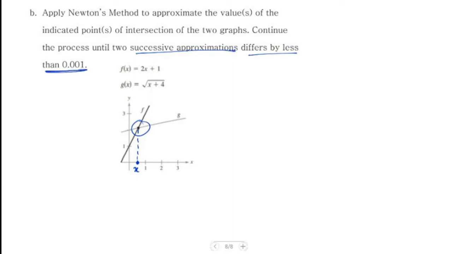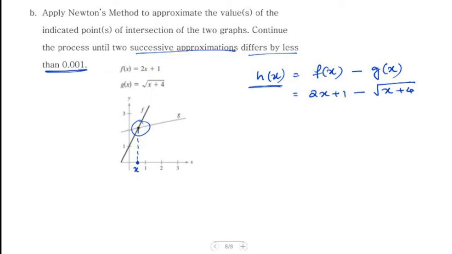So what do we do for this particular kind of question is that we first find out our function. We have got two functions here, f of x and g of x. Let's say our function is h of x, which will be f of x minus g of x. So our f of x here is 2x plus 1 minus g of x, which is root x plus 4. So that's the function that we are actually supposed to work with, h of x.